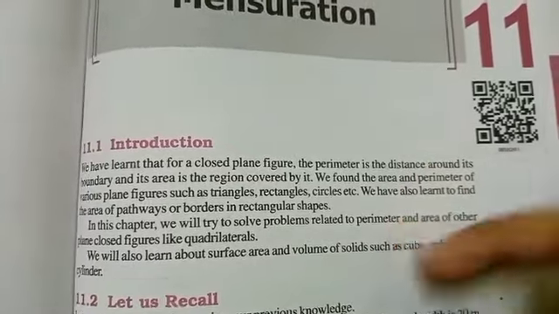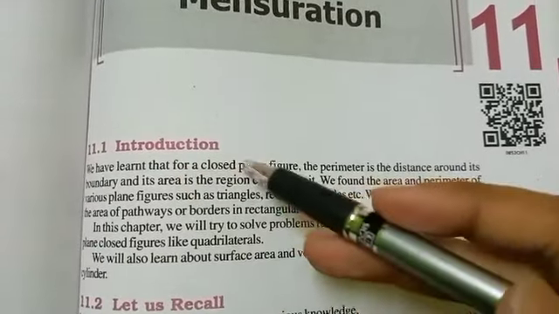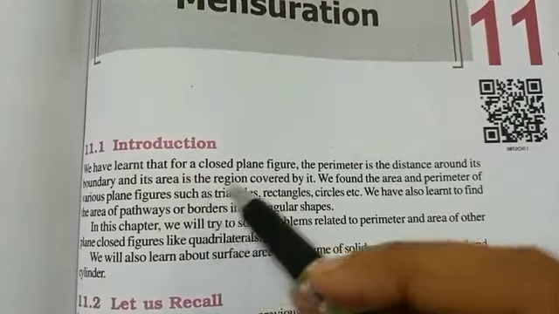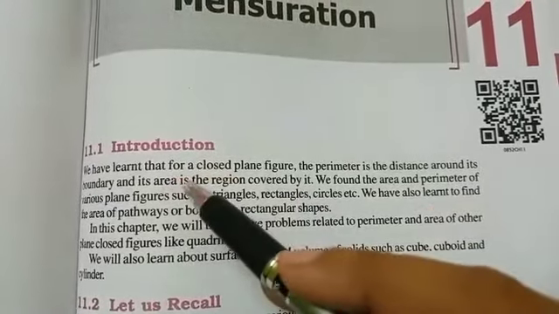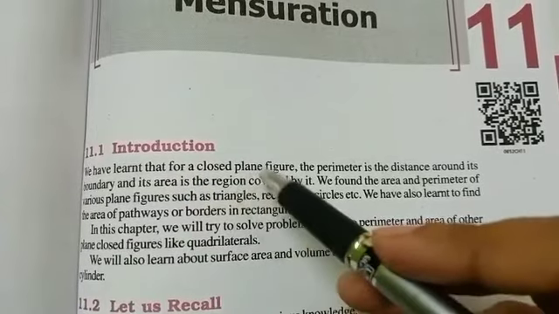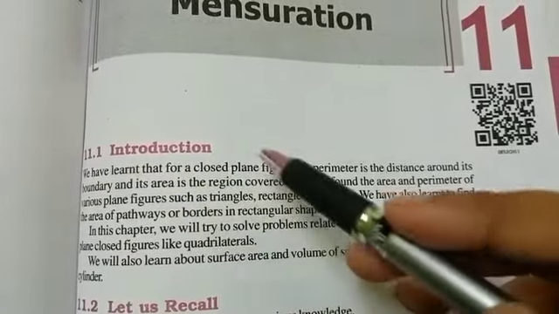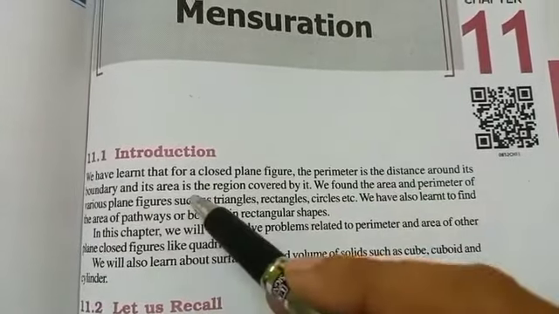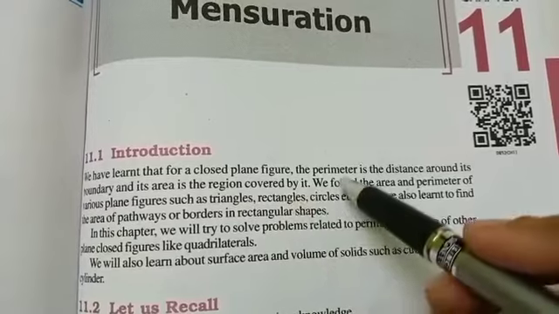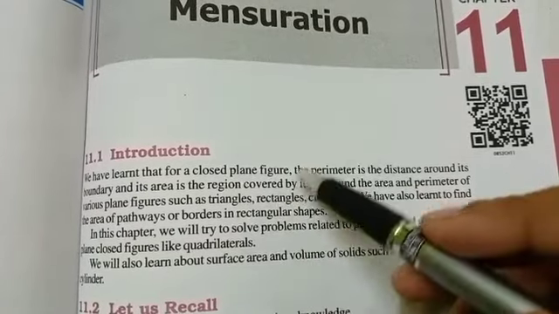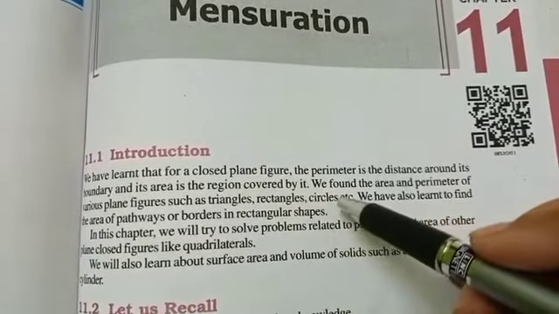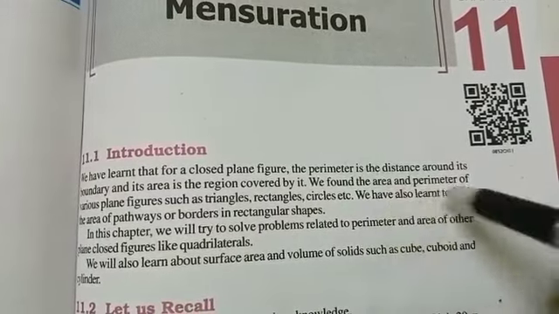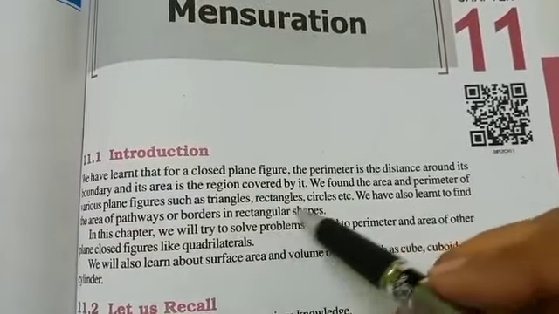is mensuration. So we have learned that for a closed plane figure, the perimeter is the distance around its boundary, right? Perimeter means the distance of the boundary, and area is the region covered by it. Okay, the inside part is the area. We have found the area and the perimeter of various plane figures such as triangles, rectangles, circles, etc. You know this. The area of triangle, area of rectangle, area of circle you have found in earlier classes. We have also learned to find the area of pathways or borders in rectangular shape.